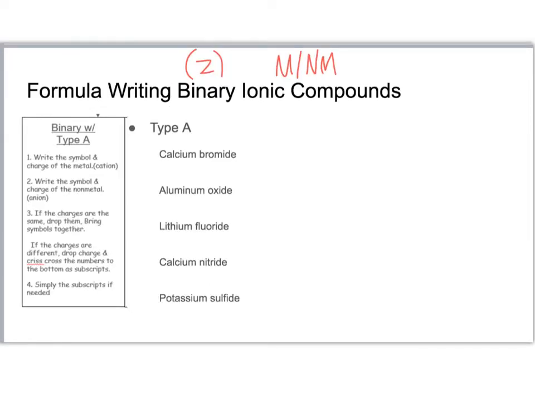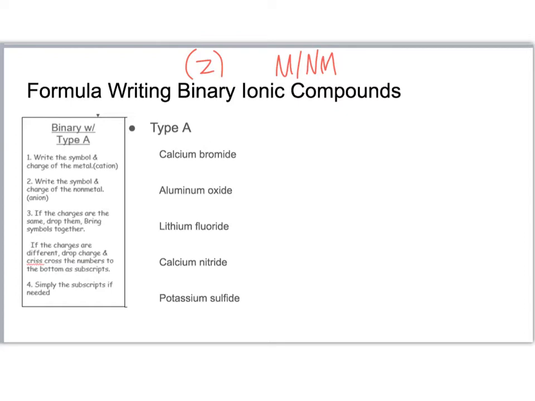A binary ionic compound is one that contains two elements. The two elements must be a metal and a nonmetal in that order. We have already learned how to write the formulas for binary ionic compounds, so this will be a review. The first thing we need to do is write the symbol and the charge of the metal, which is the cation. Then we're going to find the symbol and the charge of the nonmetal, which is the anion.